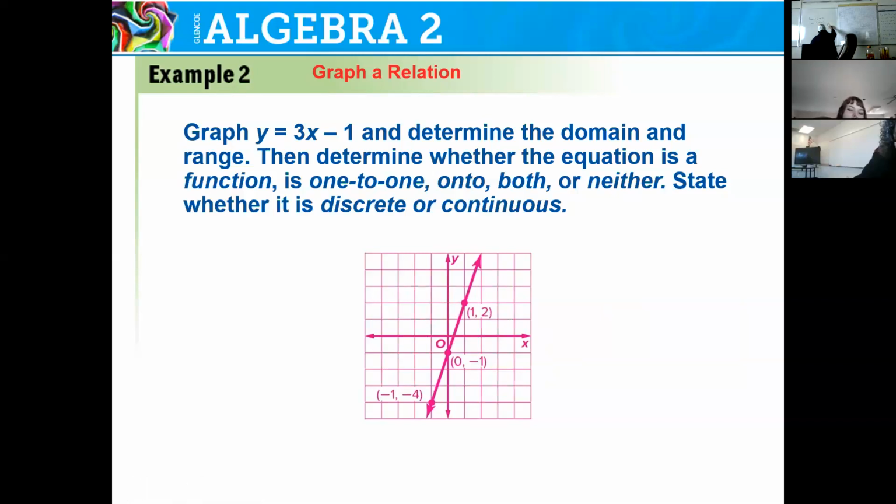Now, is it onto? So once again, onto is asking if each element of the range maps to an element of the domain. So looking at this graph, we don't have just a stray y value, right? Our domain was all real numbers and our range was all real numbers. So that means yes, right? Because we don't just have a stray y value that doesn't map to an x value. So this is both one-to-one and onto. All of your linear functions are going to be both onto and one-to-one.